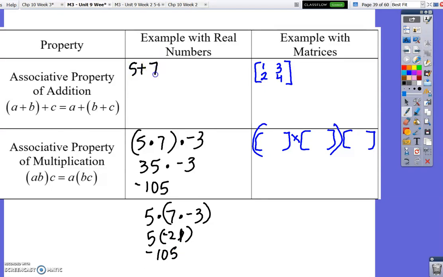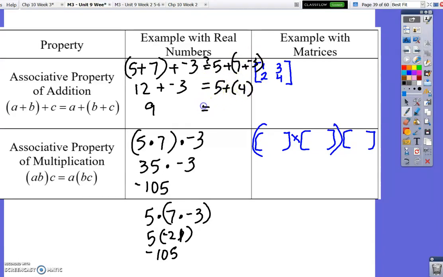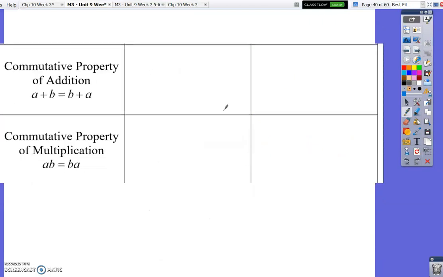We already knew that. And for addition, same numbers. 5 plus 7 plus negative 3, which is 12 plus negative 3, which is 9. Is that the same as 5 plus 7 plus negative 3, parentheses here, which is 5 plus 4, which is 9. So yay for math. And you're going to be trying this with matrices. So we talked about this briefly in class and did the distributive property together. So you're going to do the associative property of addition and multiplication, and then the commutative property.